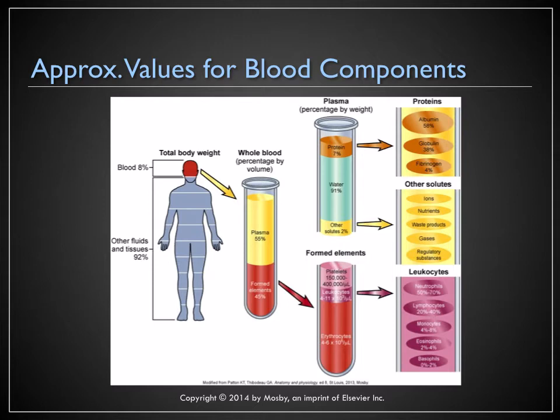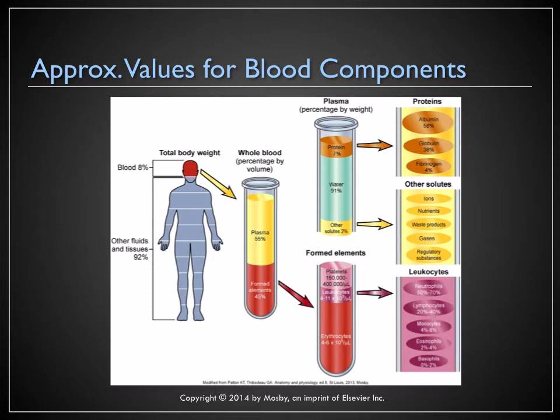This is what I was referring to earlier. You see that there is a total body weight. I'll be discussing this in the class. Out of our total body weight, 8% of that weight is blood, and other fluids and tissues are 92%. Whole blood, the percentage by volume is that 55% of the whole blood is plasma, and the 45% is composed of RBCs, WBCs, and platelets.